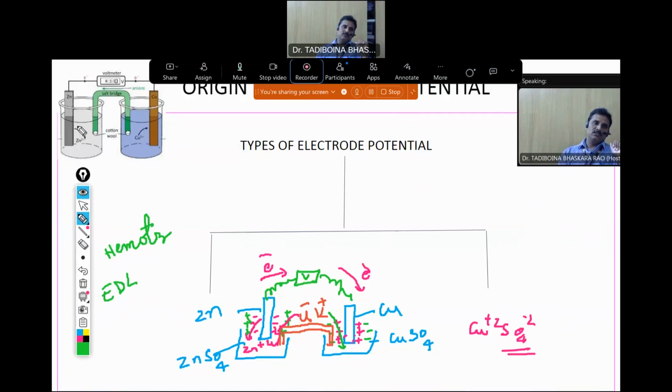Here, if you see, this zinc electrode is connected through the voltmeter and it is displaying the volts. Here this is the copper, which is connected through the voltmeter. Salt bridge is used. Then a potential difference will be developed. The potential difference between zinc and copper will be displayed in this voltmeter, that we can see. This is about the origin of electrode potential.